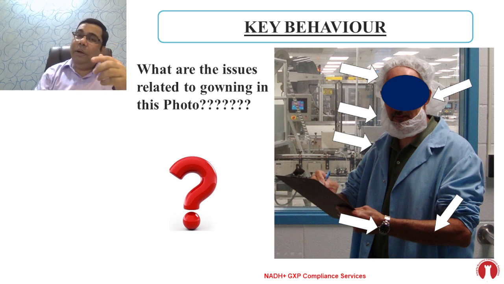Now the management has provided the procedure, management has provided the training, management has provided all the different clothing for the gowning requirements. But how to follow, that depends on the person. Hope you are getting my point, and it is very clear.